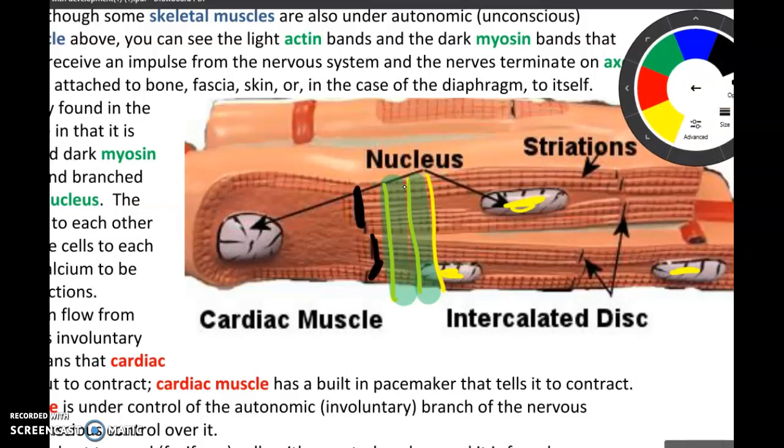Yes, drawing black on black, I'm sure works very nicely. And we have branched cells. So these intercalated discs mark the end of cells. They're a combination gap junction and desmosome. So calcium ions are actually going to be able to flow through the gap junctions to the neighboring cells.